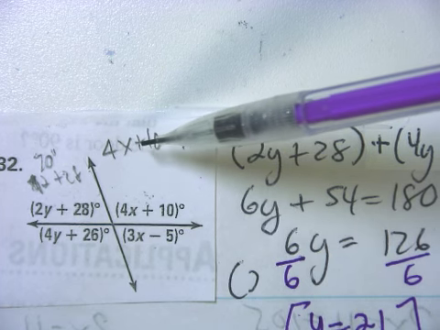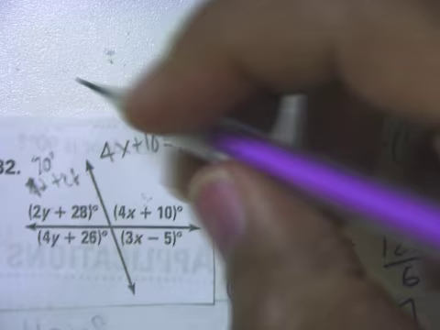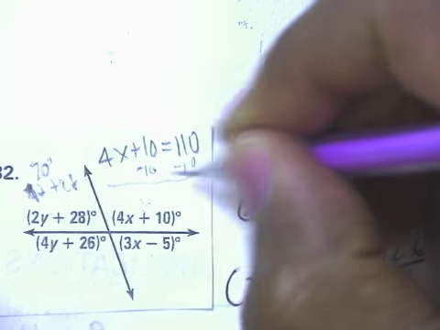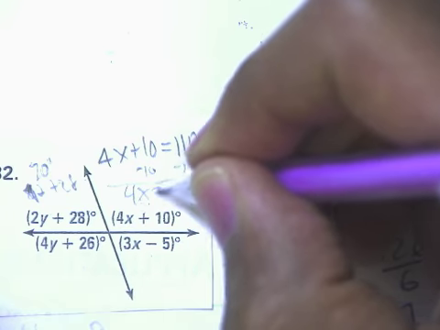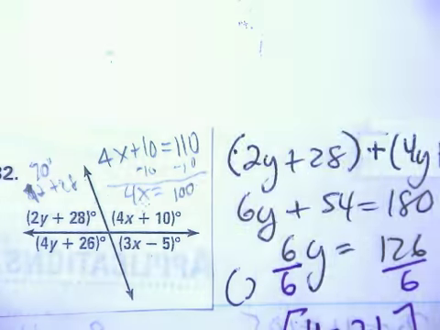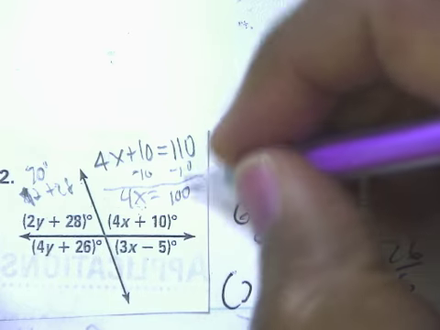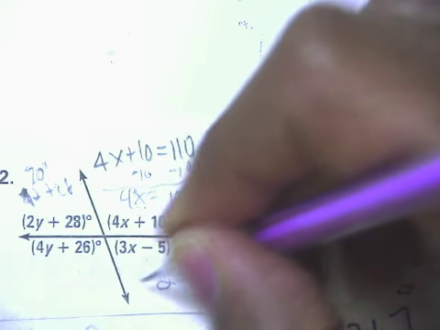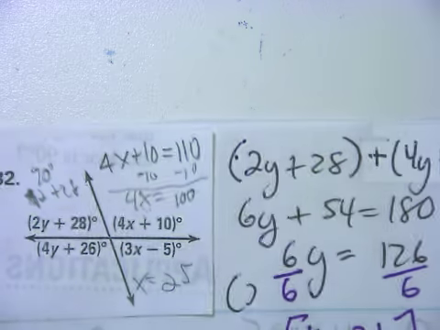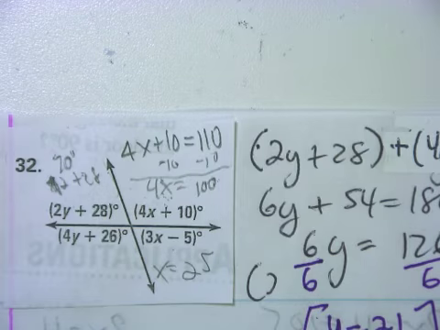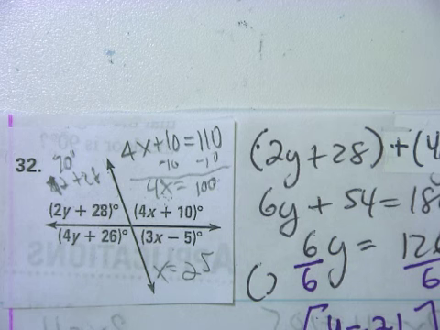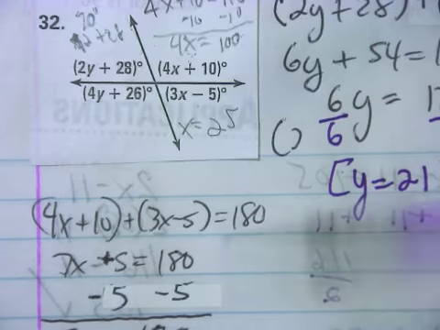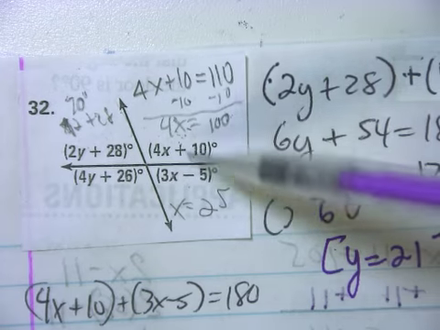And if this angle is 70, I know that these two angles together add up to how much? They're supplementary. They should add up to 180. So this angle here should be what? 110. So I could say 4x plus 10 is equal to 110. And then I just subtract 10 from both sides. So 4x is equal to 100. And if I divide both sides by 4, what's 100 divided by 4? Well, 100 divided by 4 is going to give me 25. So x is equal to 25.